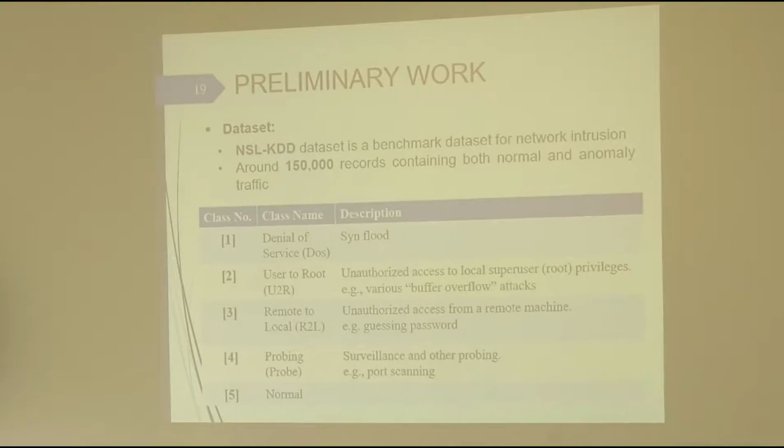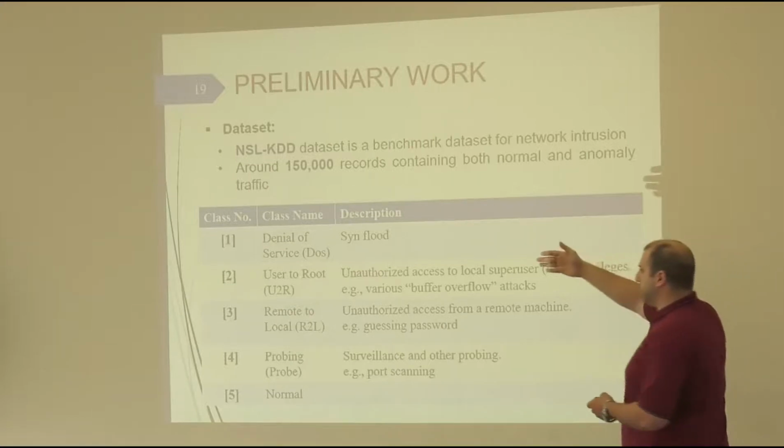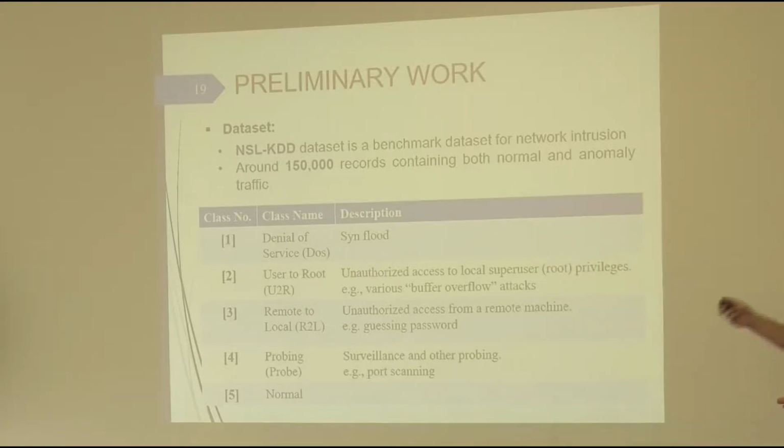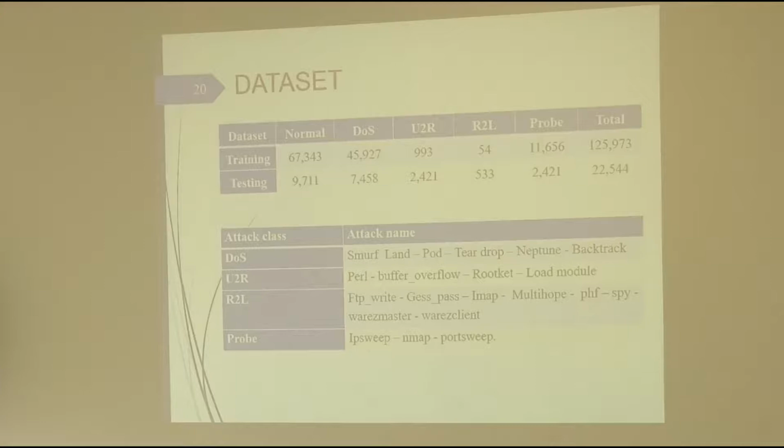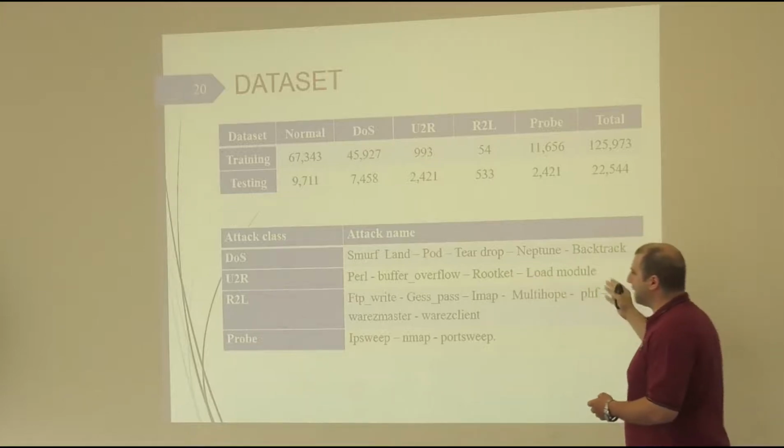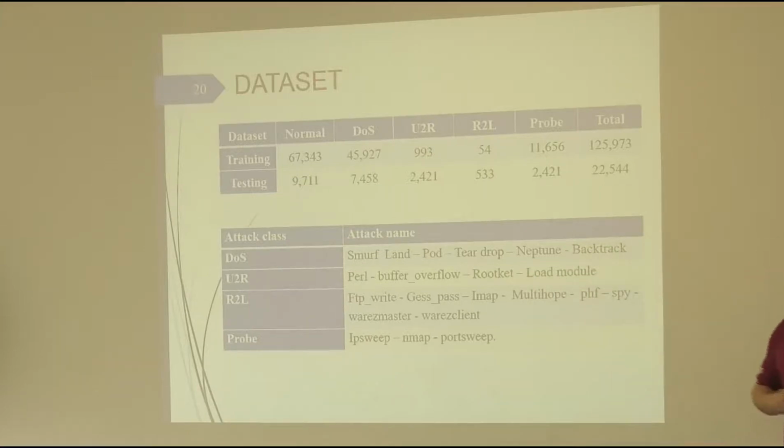We use the NSL-KDD dataset, which is a benchmarking dataset containing around 150,000 records, classified in 5 classes: denial of service, user to root, remote to local, anti-probing, and normal traffic. That set is distributed between training and testing samples. And here are some examples of types of attack that would come under these types of classes.